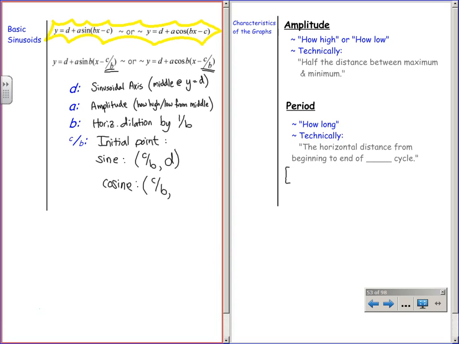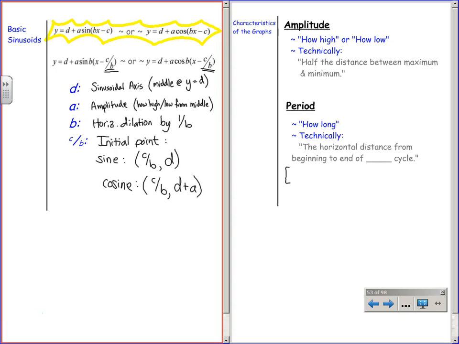The middle plus the amplitude. That's just a little hint. Now this doesn't get you the entire graph, but this kind of gets you where to start. If you can find the sinusoidal axis, figure out how high, how low, and figure out where the initial point is, you know where to start your wave. Then you just need to figure out where to go from the first point. And we'll get to that in just a second.